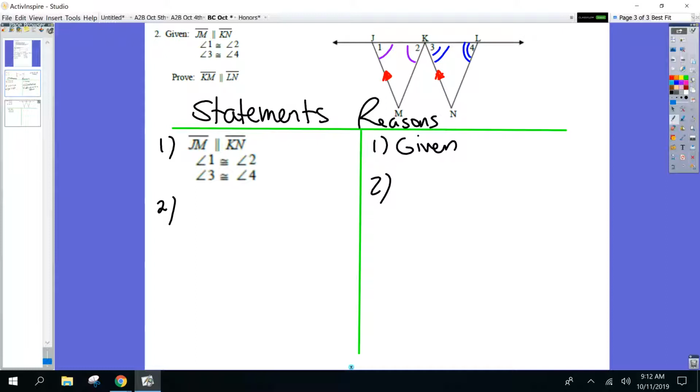So here, let's play the if game with your group again. Look at the 2 lines I'm asking you to prove parallel. I have KM and LN. In your group right now, play the if game. If those were parallel, what angles would be congruent in return? If those 2 lines were parallel, what 2 angles up here would have to be congruent?